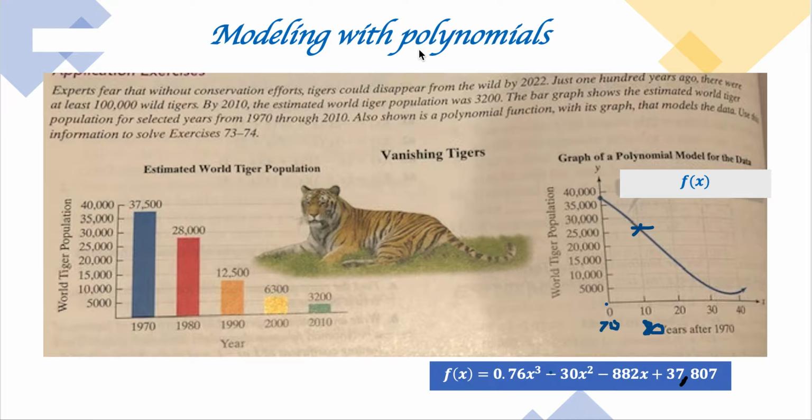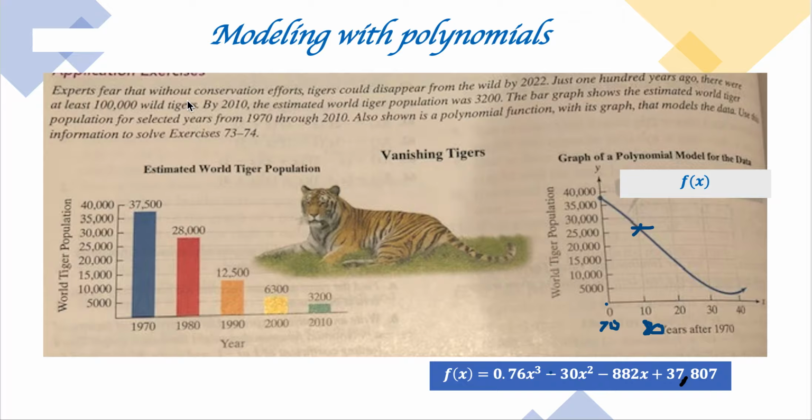Polynomial functions. Experts fear that without conservation, a tiger could disappear from the wild by 2022. Just 100 years ago, there were at least 100,000 wild tigers. By 2010, the estimated world tiger population was 3,200. The bar graph shows the estimated world tiger population for selected years from 1970 through 2010.